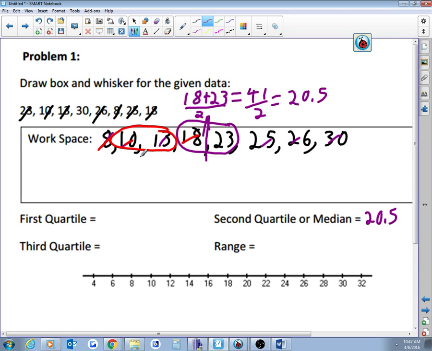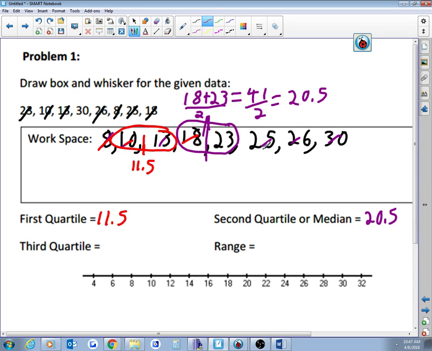10 and 13. So once again, I'm going to find the mean of these two numbers. So 10 plus 13 is 23. 23 divided by 2 would be 11.5. So 11 and a half will be our first quartile. 11.5. That's going to break it. So we're breaking this thing into 4 different chunks, into quartiles or quarters.